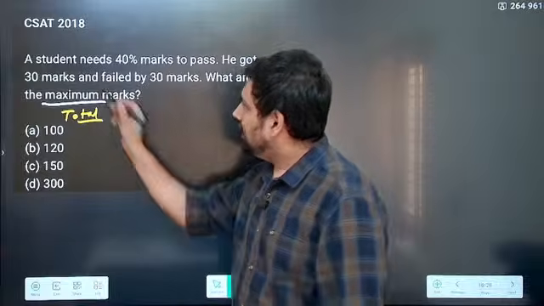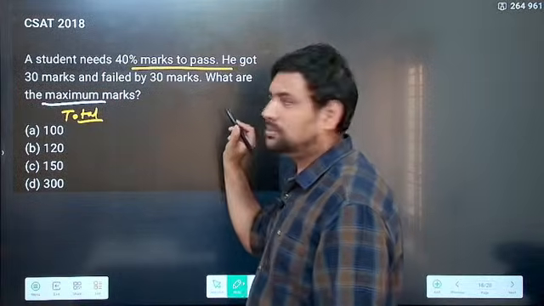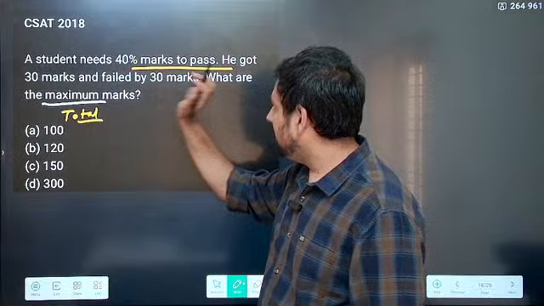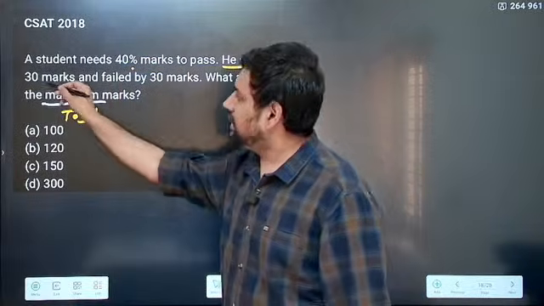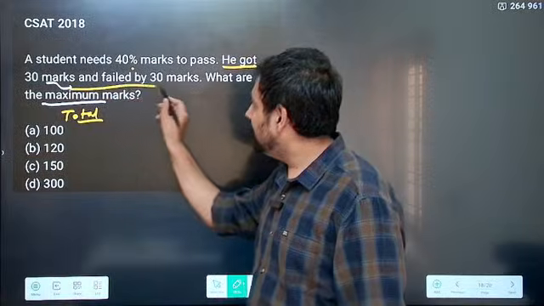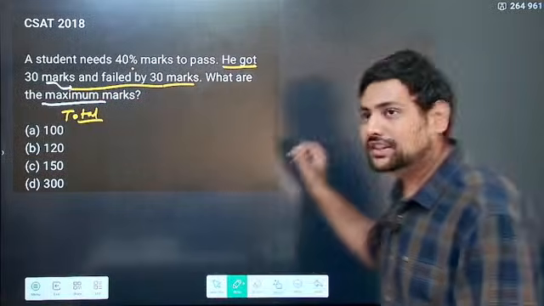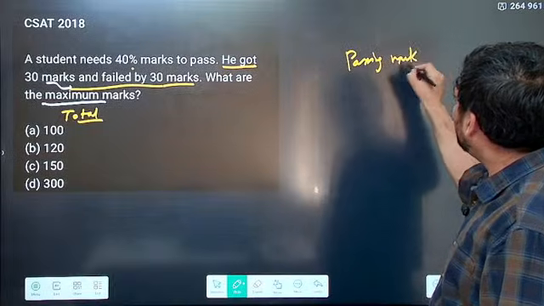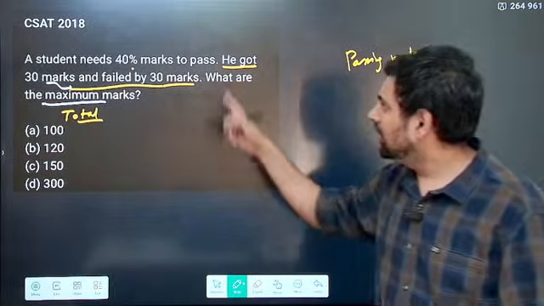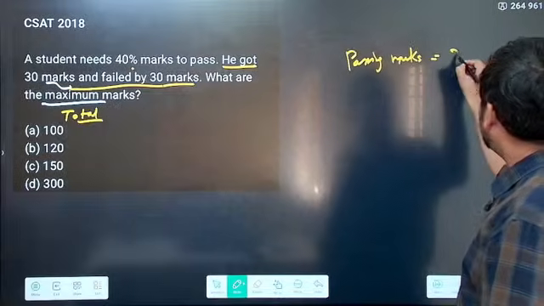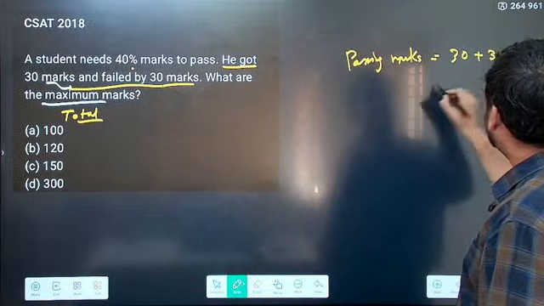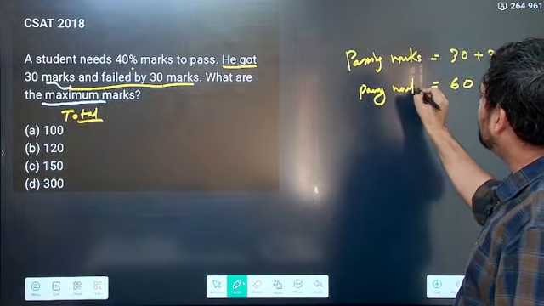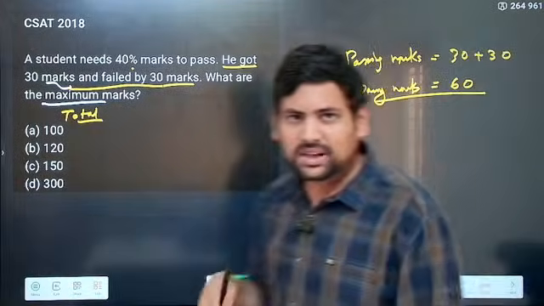It says a student needs 40% marks to pass. So passing marks is 40%. Let it be. Then focus on this. He got 30 marks, and failed by 30 marks. So what is the passing marks? Passing marks will be whatever he got and whatever he failed by. So 30 plus 30 is equal to 60. Now this is passing marks. Passing marks is 60.